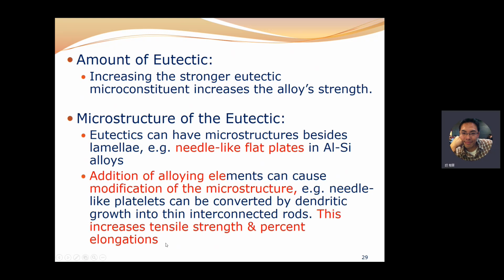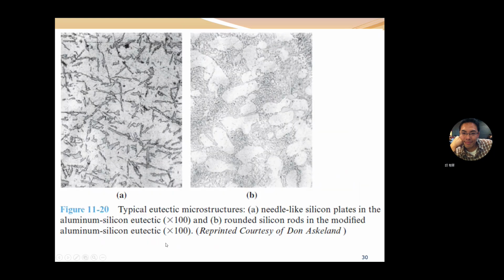Of course, there are different microstructures of this eutectic structure, such as the needle-like flat plates in aluminum silicon alloy. I just want to tell you that there are different microstructures for the eutectic. This SEM micrograph shows the needle-like silicon plates in aluminum silicon eutectic.